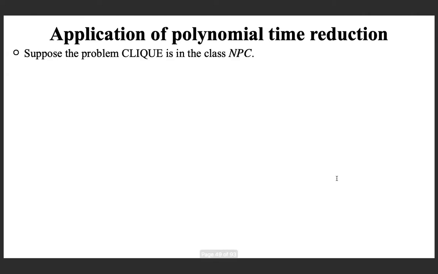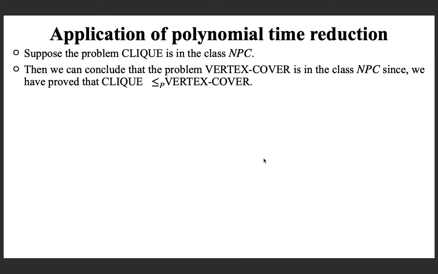Now we can see yet another application of polynomial time reduction here to prove that a problem is NP complete. We have seen an application where it is used to prove that a problem is in P, another application to prove that a problem is in NP, now the third application to prove that a problem is NP complete. Suppose the clique problem, you know the clique problem, right? Given a graph and a natural number k, say whether the graph contains a clique of size k or not.